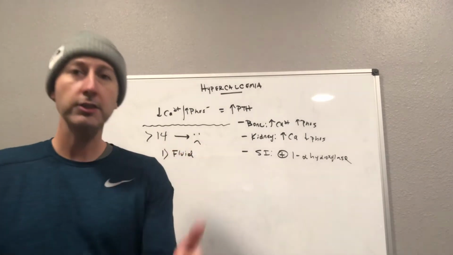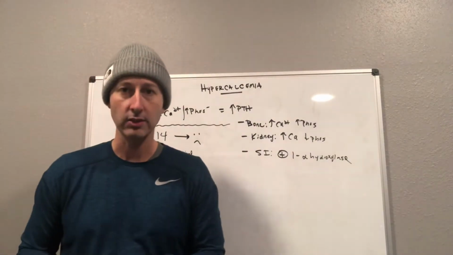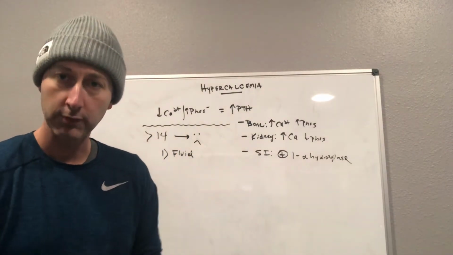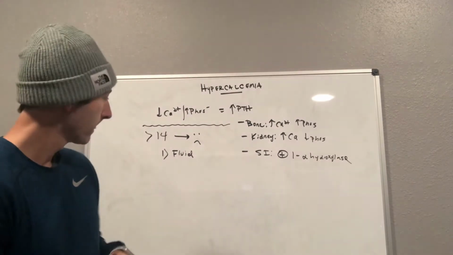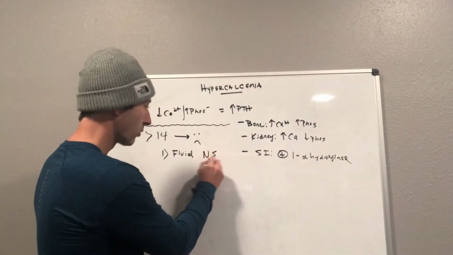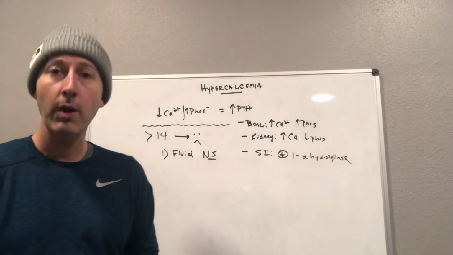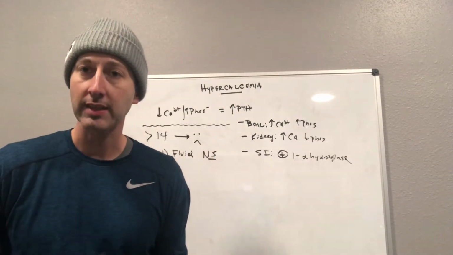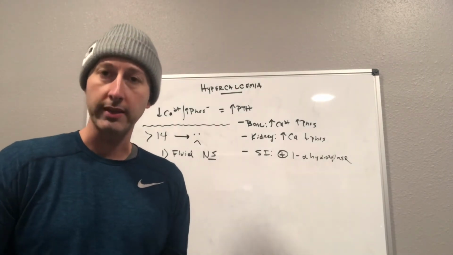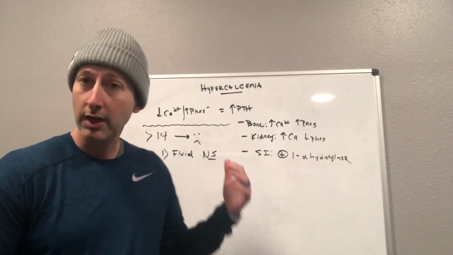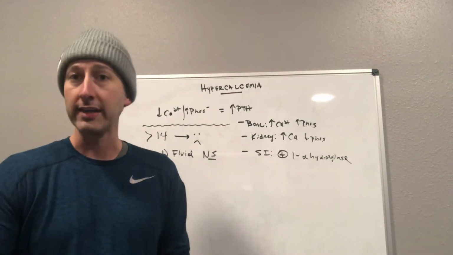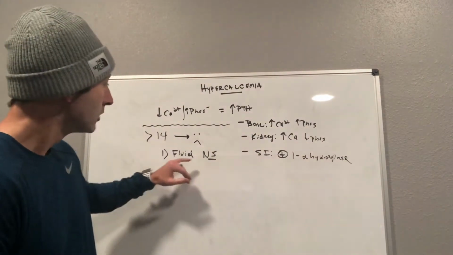Now, think to yourself here over the next 5 seconds, 10 seconds, what type of fluid do we want to give and why are we giving this fluid? So we want to give normal saline. And the reason why I didn't say lactated ringers is because lactated ringers actually has a little bit of calcium in it, about 2.7 milliequivalents per liter. That's not very much, but when we're talking about really high calcium levels, we don't want to give lactated ringers or anything with calcium in it, okay? So we want to give normal saline.